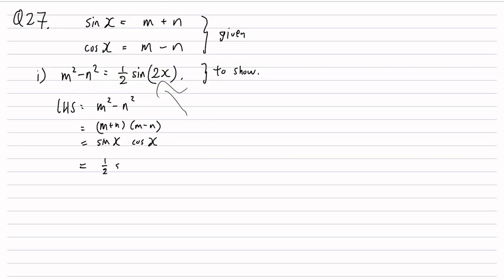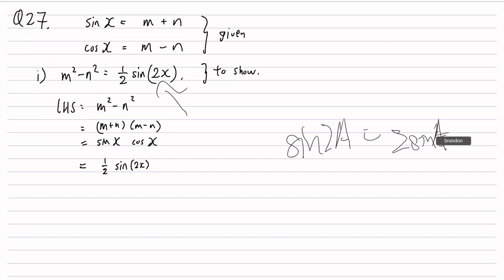I'm going to skip to the last line already. Sine 2A equals 2 sine A cos A, correct? Then divide by 2. Is this what you're talking about? Yes, correct. You got it.